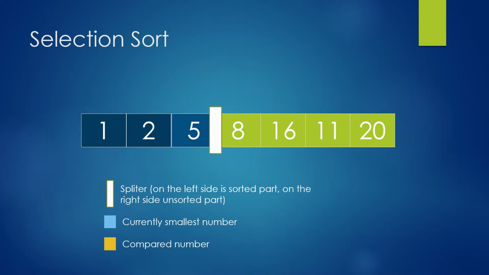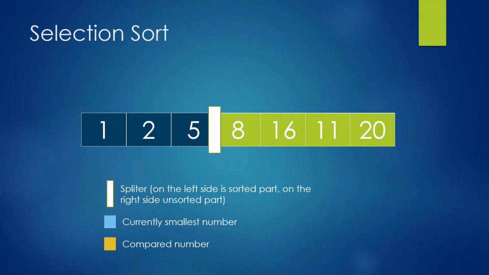In the next iteration, we find out that 8 is the smallest number in the unsorted part, but it is already the first number in the unsorted part. Well, that is just less work for us, because we don't have to swap anything, we just move George.